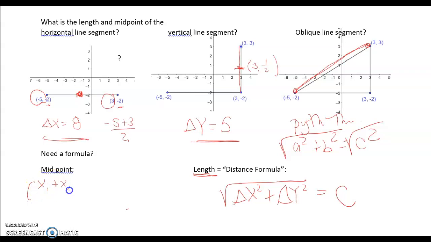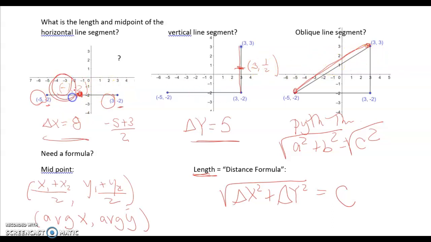So the midpoint formula is a component by component formula where it's the average x, so we can say x1 plus x2 over 2, and the average y. But you'll see me just write it like this: average x, average y. So here we were at -1, -2. So here our midpoint is going to be this average x, this average y. So we're at -1, 1/2.